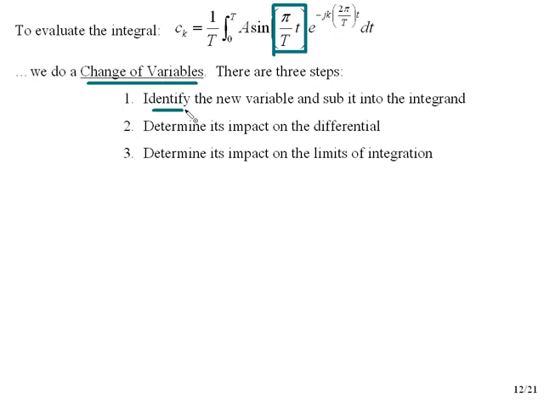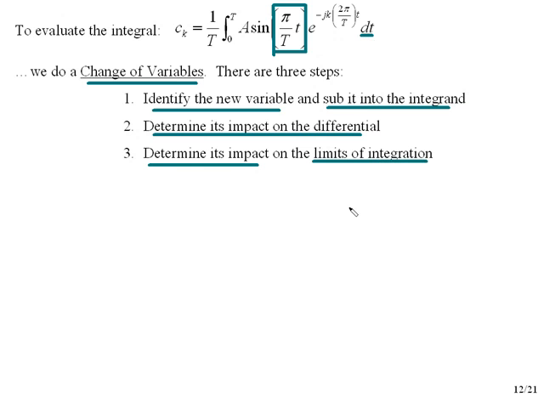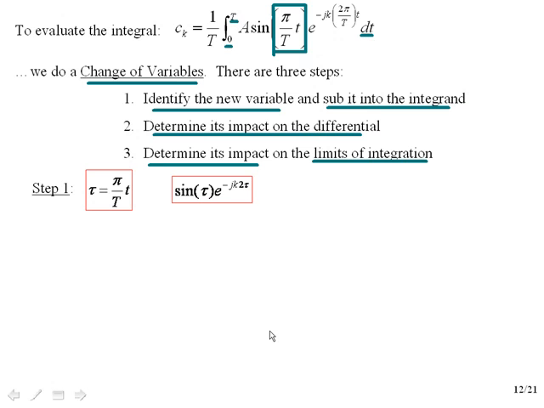And there's three steps. Identify the new variable and substitute it into the integrand. Then we have to determine the impact of that substitution on the differential, so that's the dt. And then we have to determine the impact of that substitution on the limits of integration. So let's take a look at these.